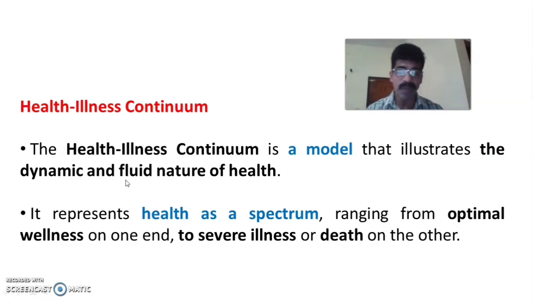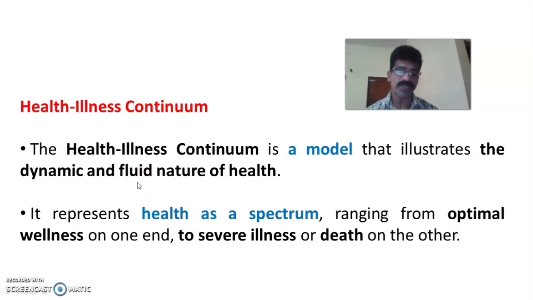Health may become maximum health, or optimum health, or wellness, or it can even go to the opposite side, like illness and death. That is the dynamic and fluid nature of health. Thus, it represents health as a spectrum, ranging from optimum wellness at one end to severe illness or death at the other end. So health is considered as a spectrum. One end is the maximum health, optimum health, that is wellness, and the other side of the spectrum is severe illness or death. That is the dynamic and fluid nature of health.